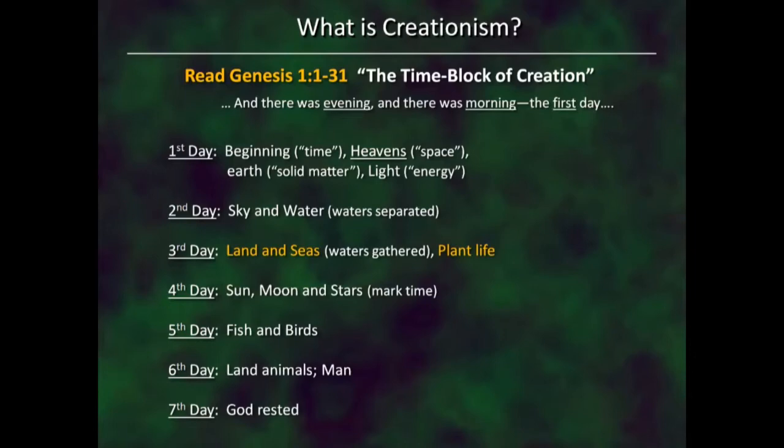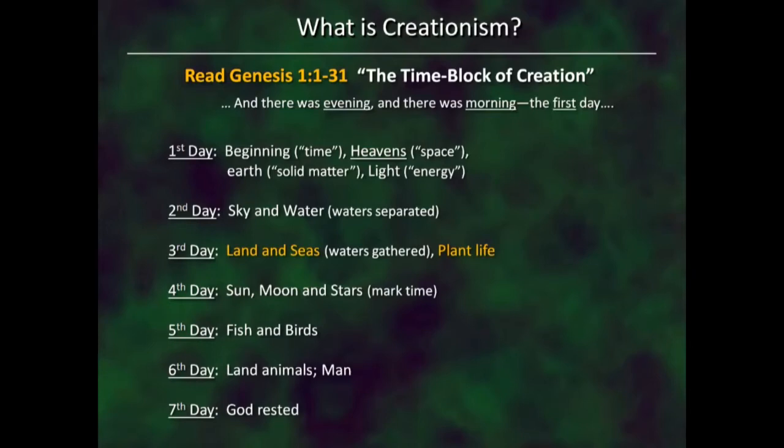Then God said, let the land produce vegetation, seed-bearing plants and trees on the land that bear fruit with seed in it, according to their various kinds. And it was so. And the land produced vegetation, plants bearing seed according to their kinds, and trees bearing fruit with seeds in it according to their kinds. And God saw that it was good. And there was evening and there was morning, and it was the third day.